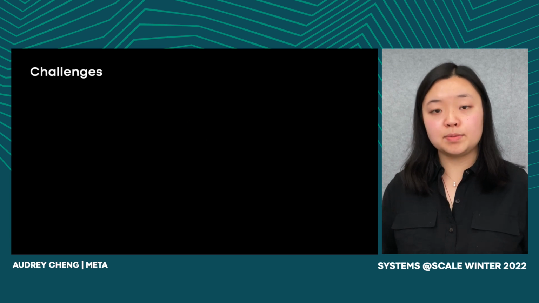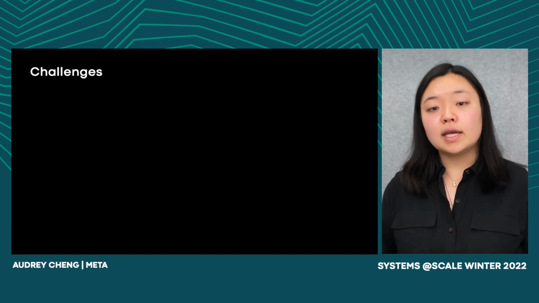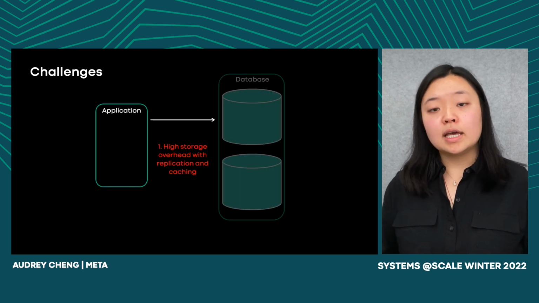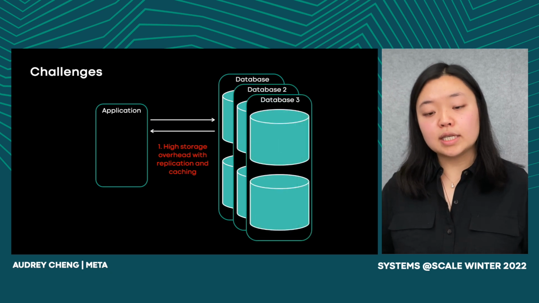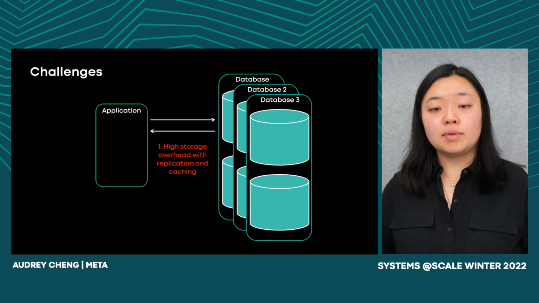While the RAMP protocol seems promising, there are three significant challenges that prevent it from being directly applied to TAO. The first one is that it requires the metadata for each write transaction to be stored for each key, but doesn't consider the replication and caching in our system, which, if we were storing all that metadata, would lead to unacceptably high storage overheads.